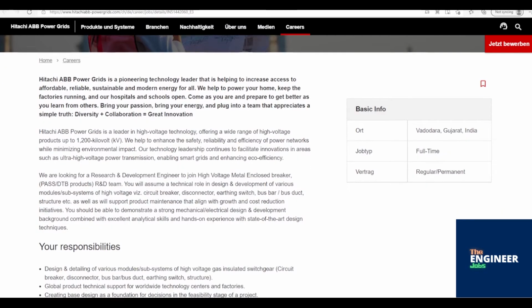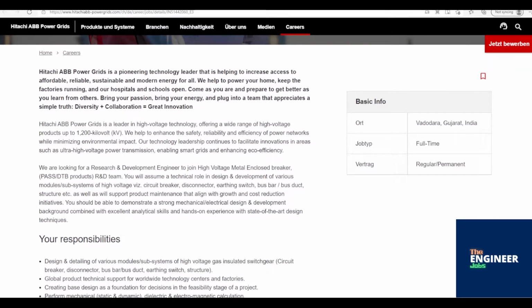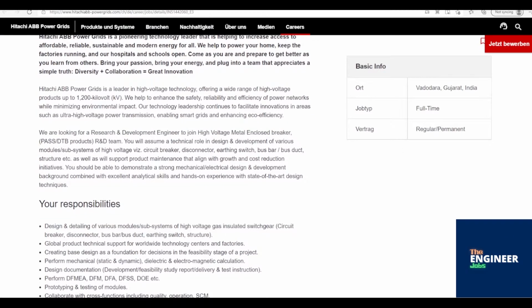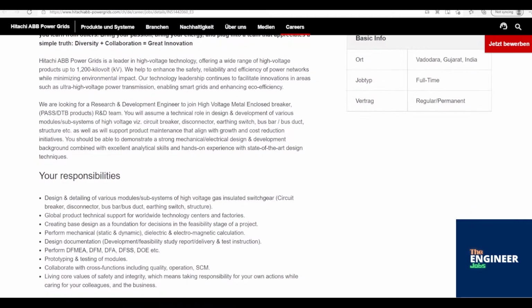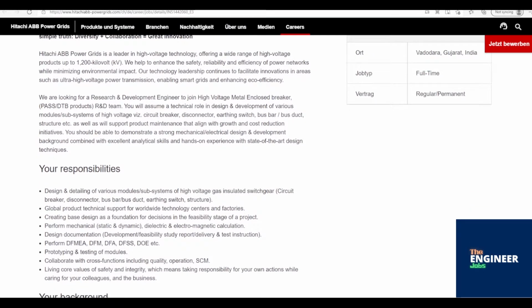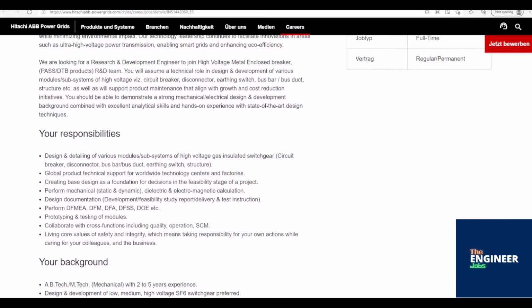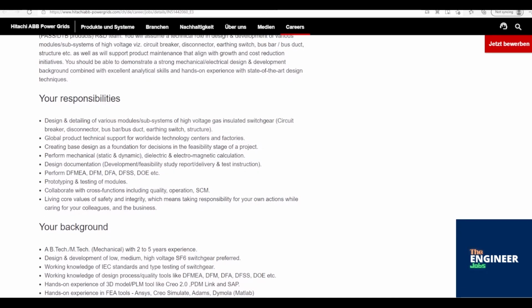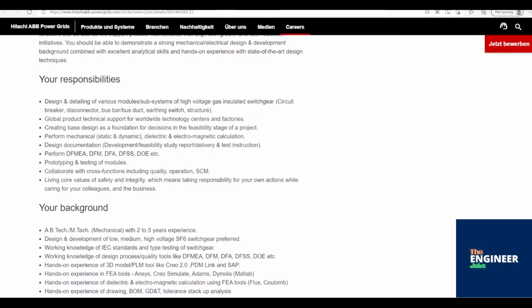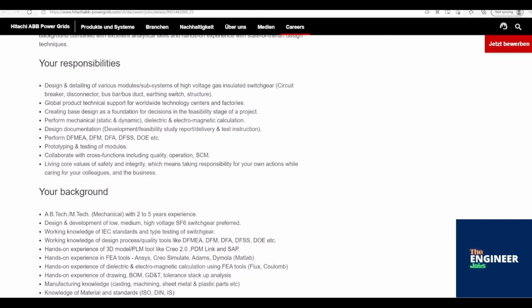Job description. Design and detailing of various modules/subsystems of high voltage gas insulated switchgear, circuit breaker, disconnector, bus bar/bus duct, earthing switch, structure. Global product technical support for worldwide technology centers and factories. Creating base design as a foundation for decisions in the feasibility stage of a project. Perform mechanical, static and dynamic, dielectric and electromagnetic calculation.